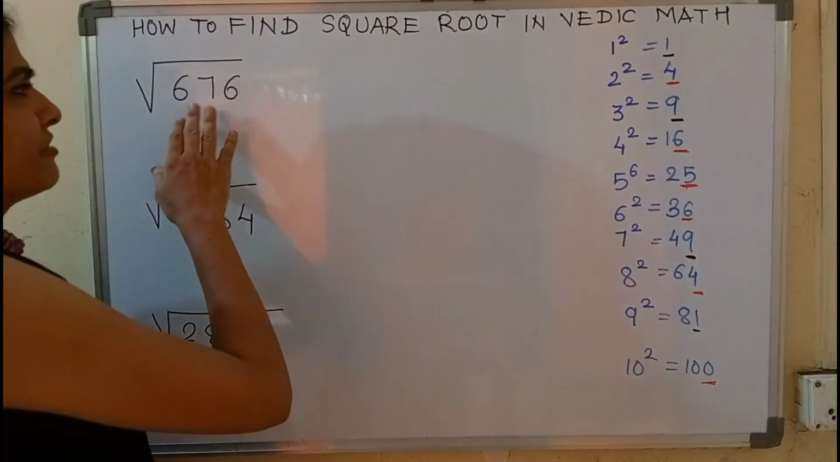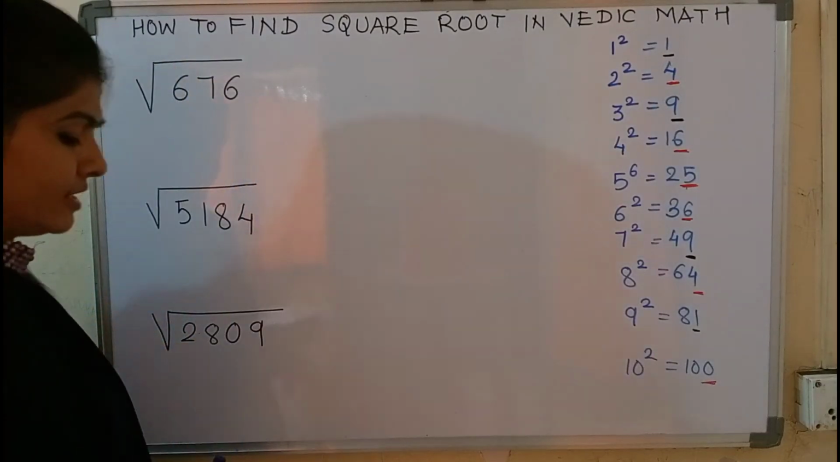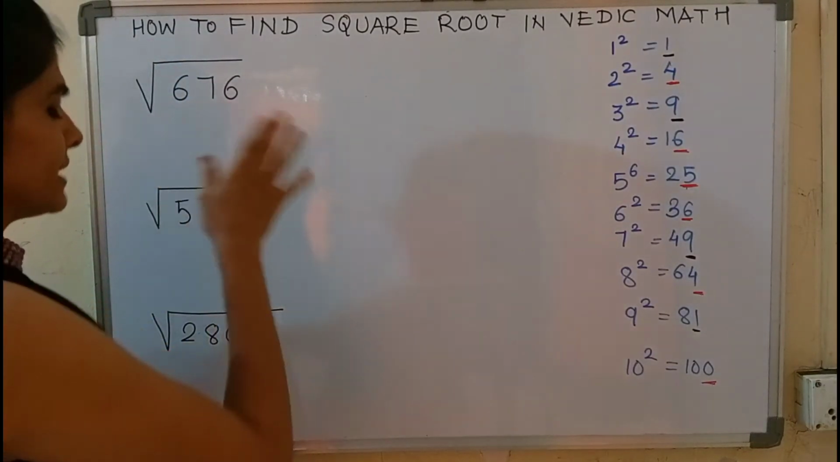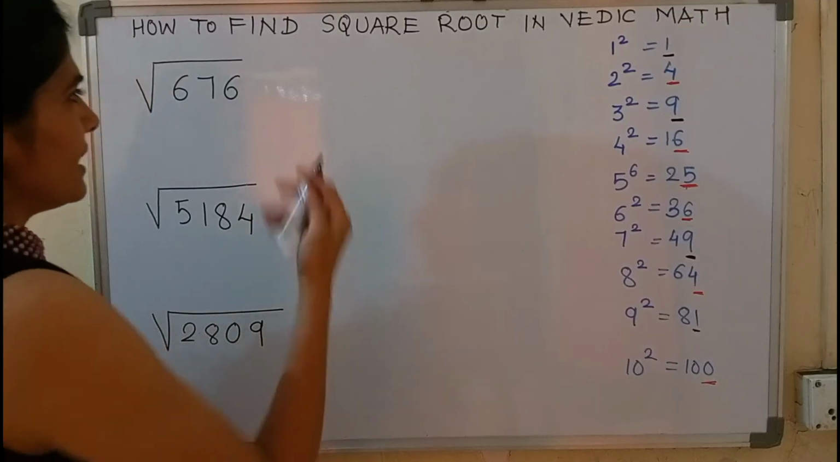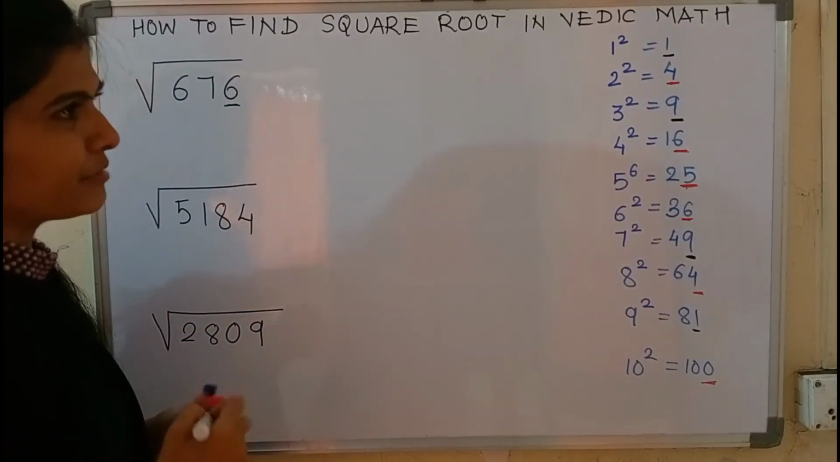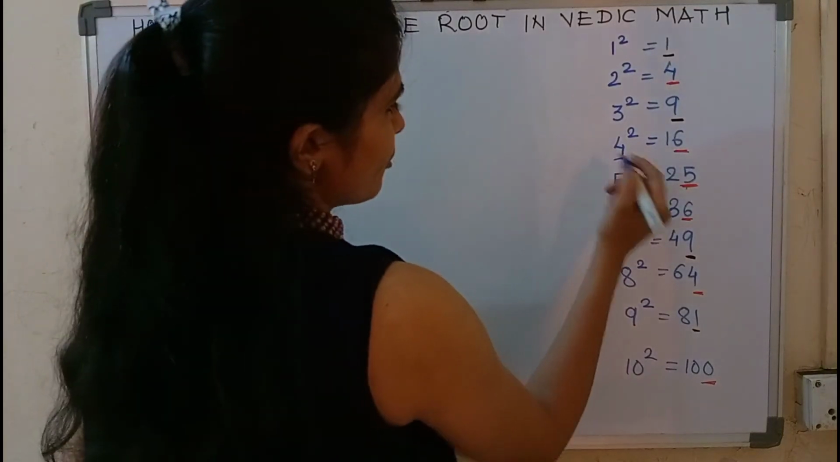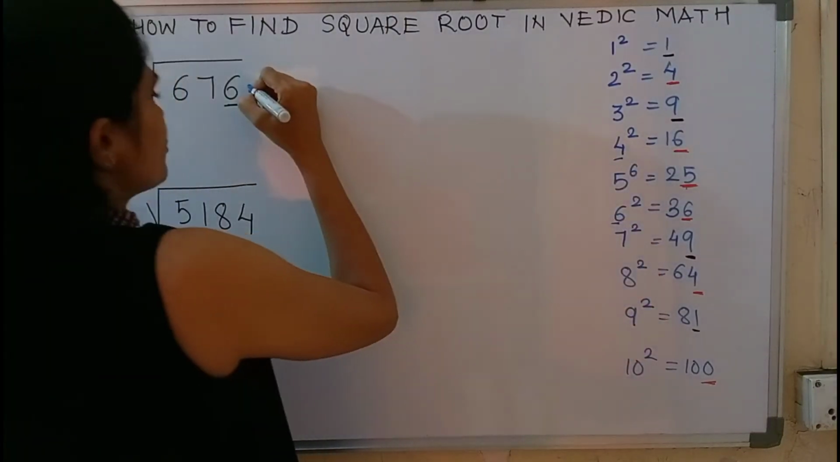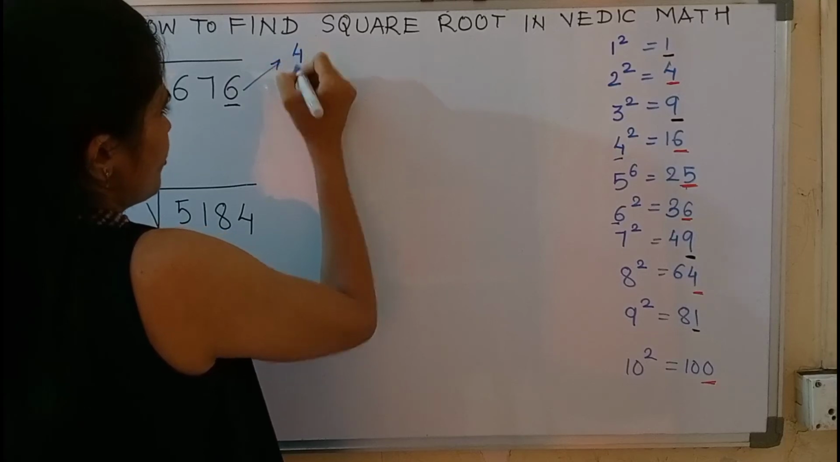Friends, let's start with number 676. So we need to find out the square root of 676. What is the last digit? Have a look. It is 6. As it is 6, it must end with either 4 or 6, right? So the last digit must be either 4 or 6.